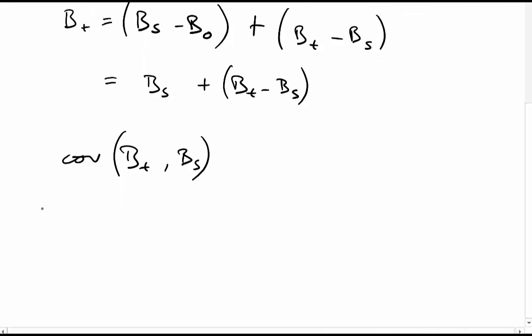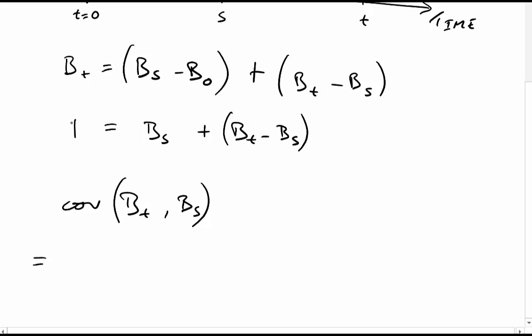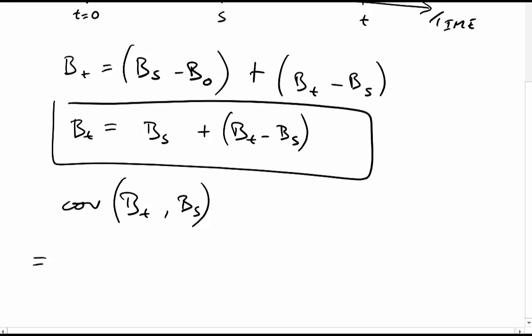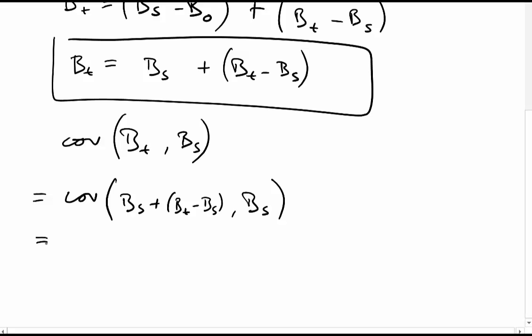Well, we can break this down using this identity, because we've got BT now. Let's use this identity: BT is equal to BS plus BT minus BS. So this is the covariance of BS plus BT minus BS, comma BS. We end up with this. Covariance is a linear process, which means that basically we can break it up into the covariance of BS and BS, and BT minus BS and BS.